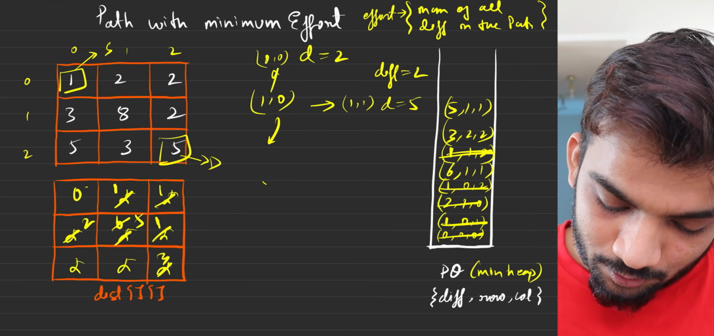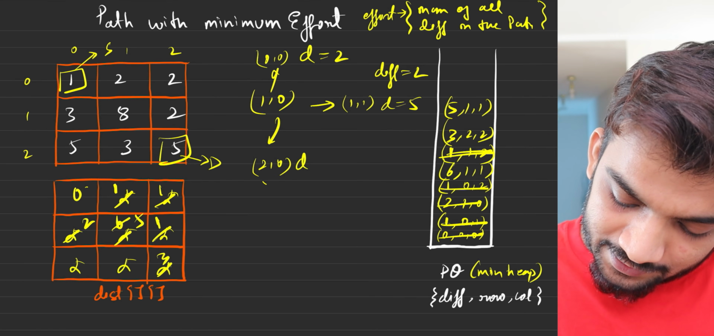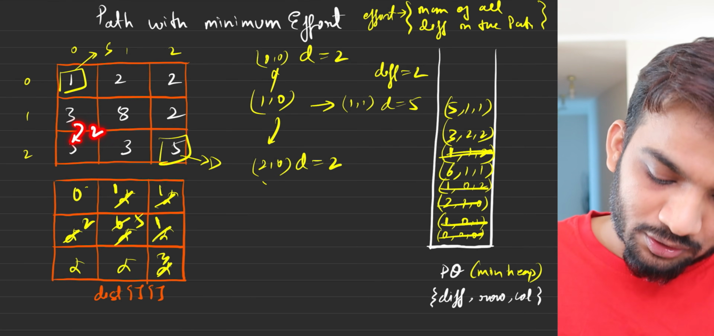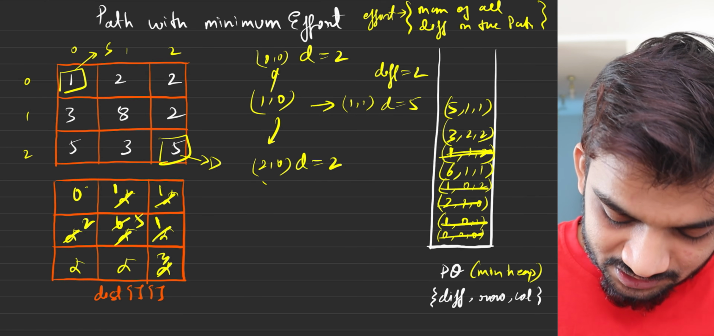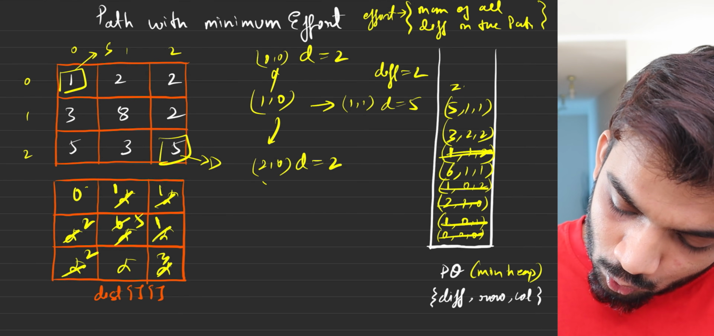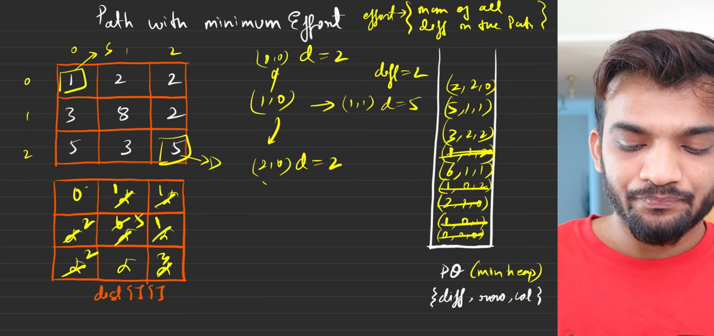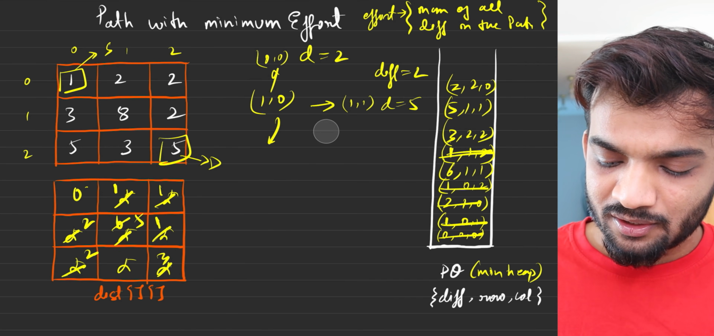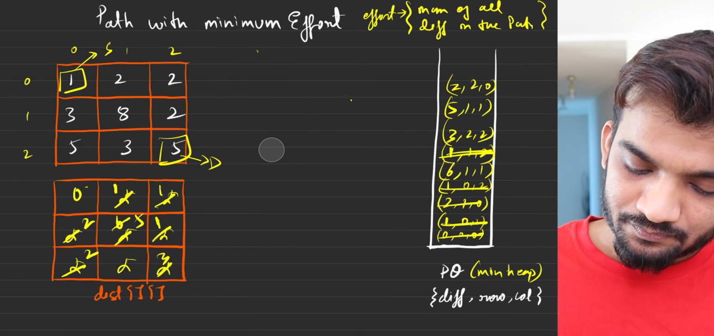Perfect. Can I go down? I can, which is 2 comma 0, and the difference will be 2. If you try to go down, the difference will be still 2. So I'll just update it to 2 and I'll say 2 comma 2 comma 0 in the priority queue. Once this is done, there is no left. I'll just omit this. Perfect.